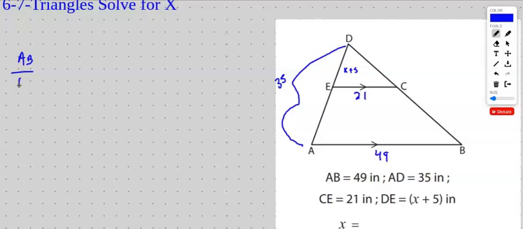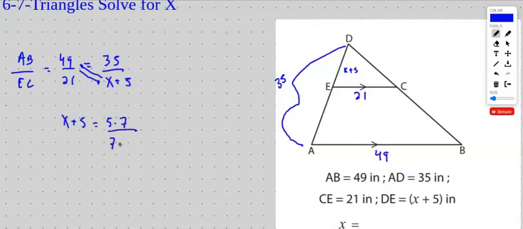AB over EC is equal to 49 over 21, which is going to be equal to my big one, I always put the big one on top, 35 over, in this case, x plus 5. And I'm going to use factoring for doing my fractions. It makes it a lot easier. So this guy's going up, while at the same time this guy's coming down. So I'm going to have x plus 5 equals, and I'm going to factor as I go, 5 times 7 over 7 times 7. And this is still over 21.